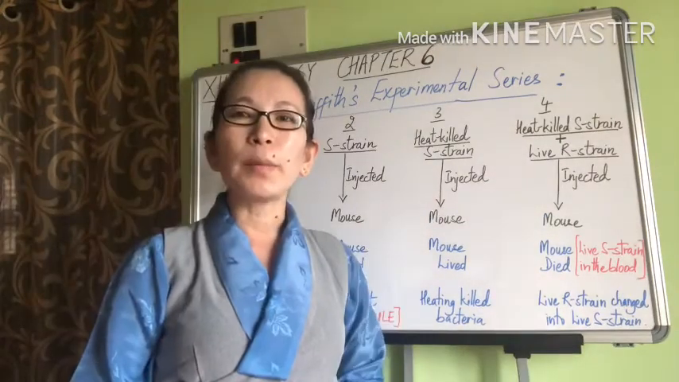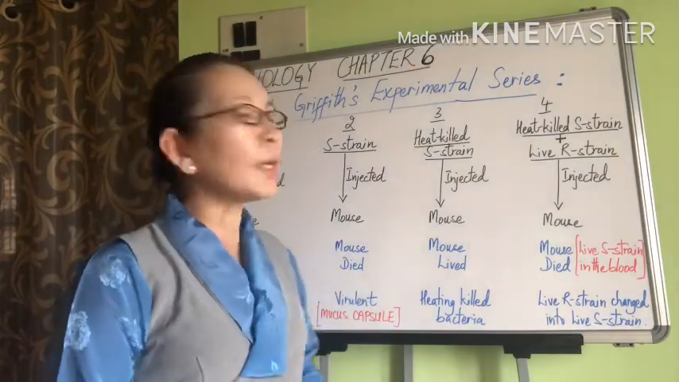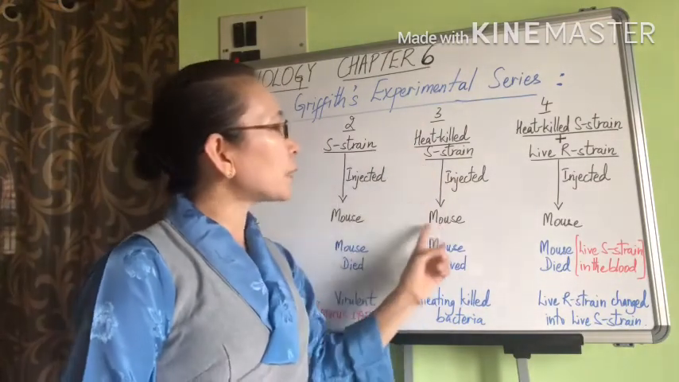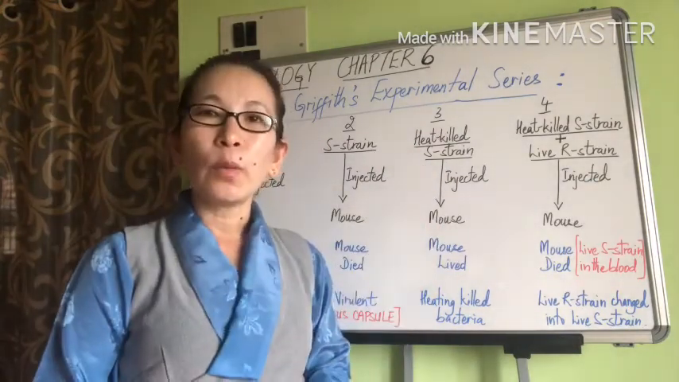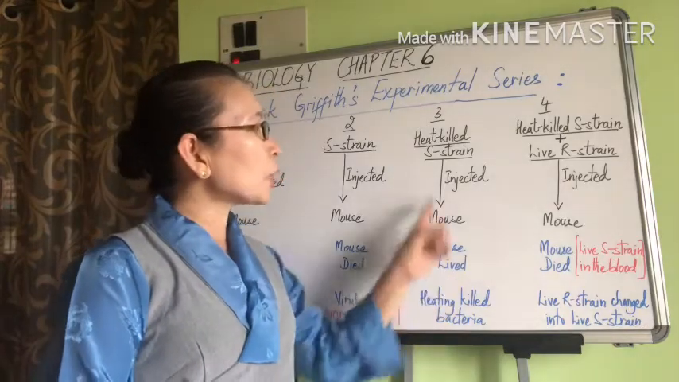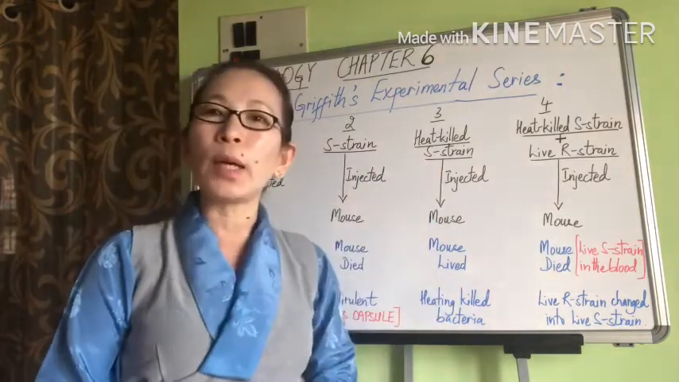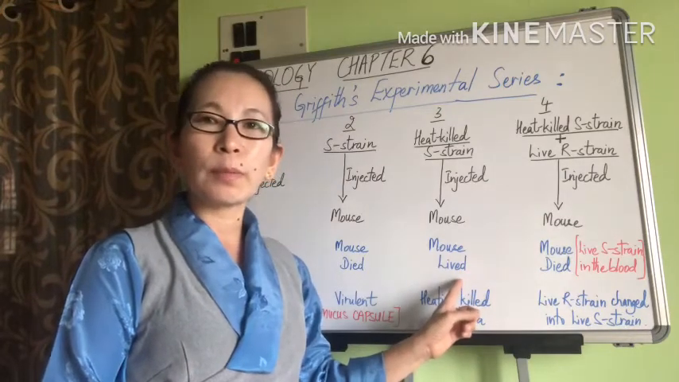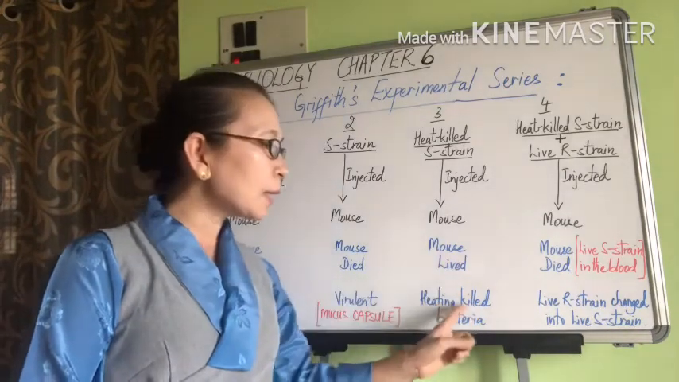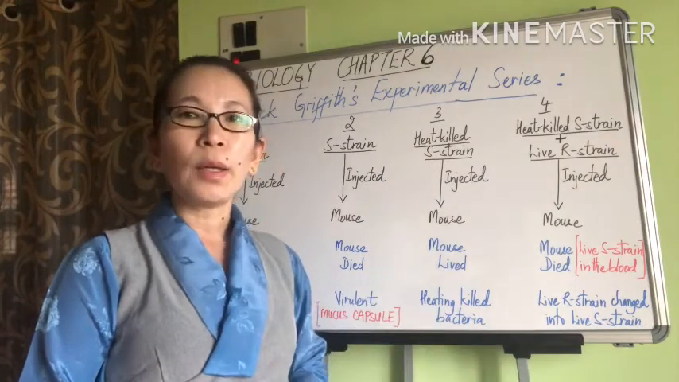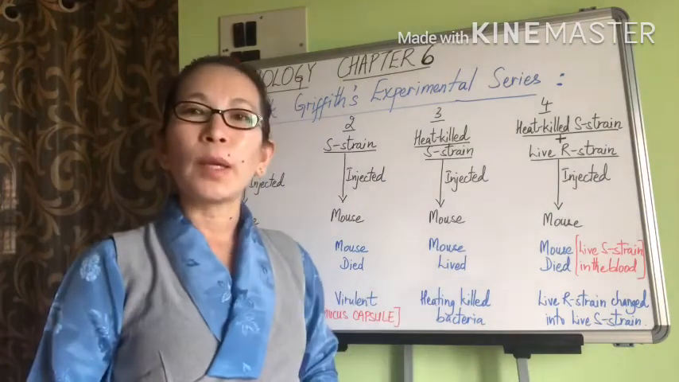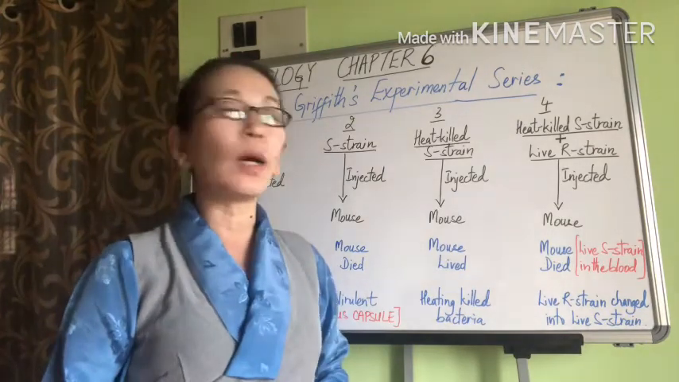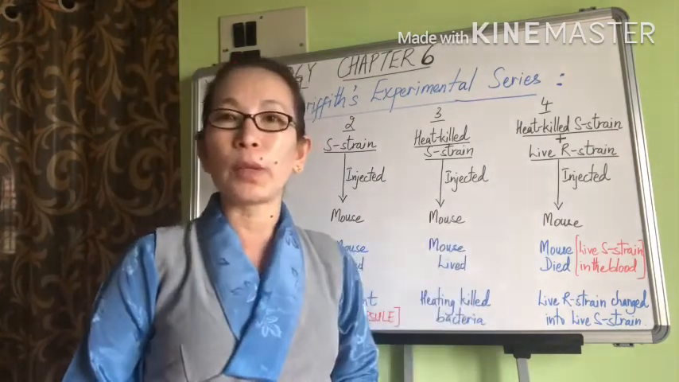In his third experiment, Griffith used heat to kill the S strain bacteria, and he then injected the heat-killed S strain bacteria into the mouse. What he noticed was that mice injected with heat-killed S strain bacteria did not become sick and they all survived. They lived. So this shows that heating killed the bacteria. But Griffith did not stop here. He wondered what would happen if he mixed heat-killed S strain bacteria with live R strain bacteria.